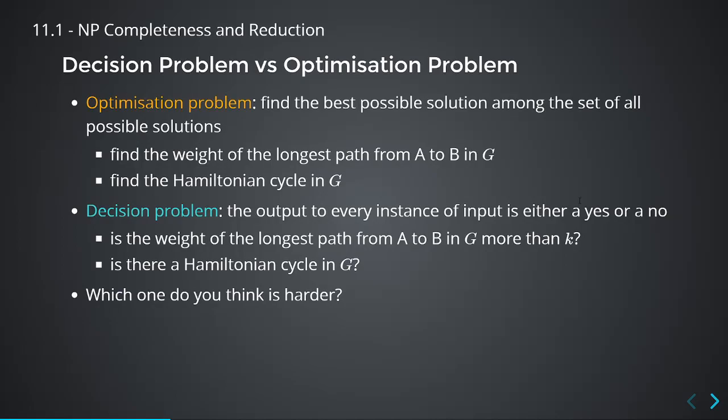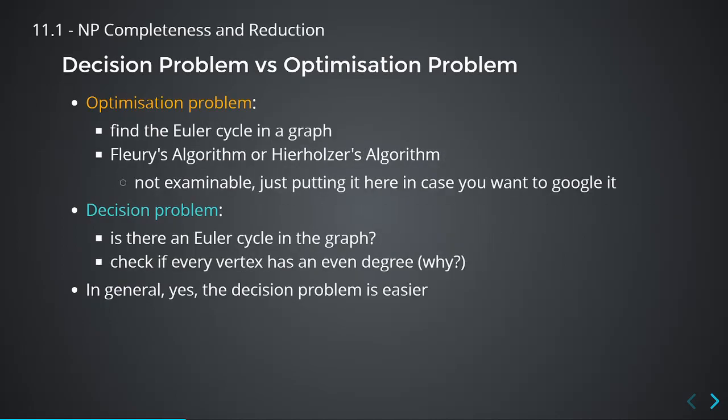Well, it depends, right? But here's one example, the Euler cycle, which you did in Completeness 5. With the optimization version of the Euler cycle, you have to actually find the Euler cycle. So an Euler cycle is a cycle where you use every single edge. You start from one vertex, you use every single edge, and you go back to the original vertex. So there are algorithms to do it. The basic one is called Fleury's algorithm. It's pretty simple. You can look it up if you're interested.